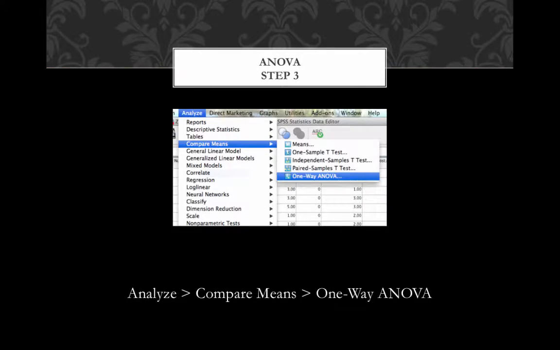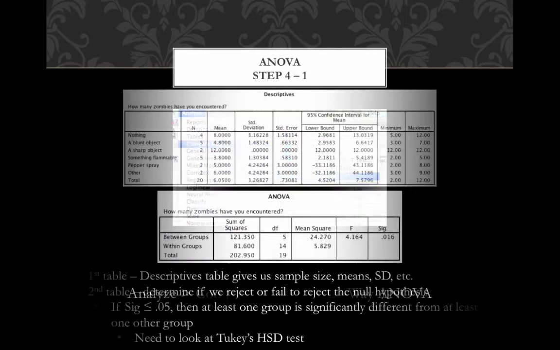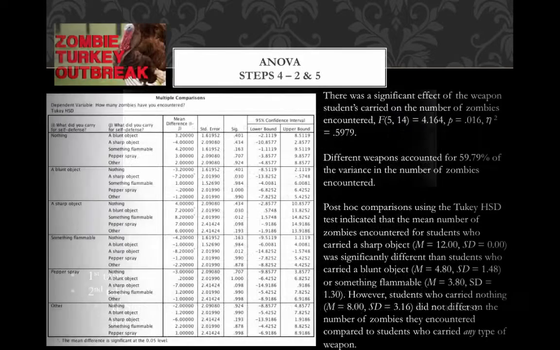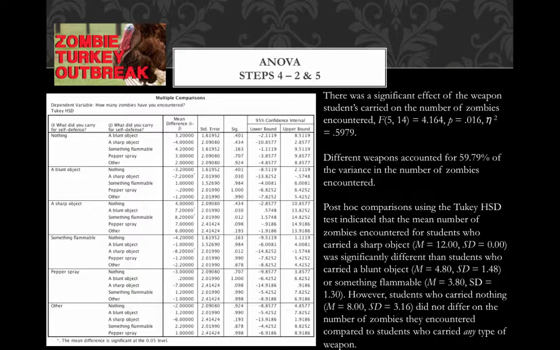So now that we've had step 3, where we got our F-test, which we see in the second table, this is where we're going to determine whether or not we're going to reject or fail to reject the null hypothesis. And again, the first table is just giving us our descriptive statistics. But if we find significant differences, if our ANOVA F-test is significant, we need to then look at Tukey's test. And once we find Tukey's test, we then look to see, again, if there's any differences between particular groups.